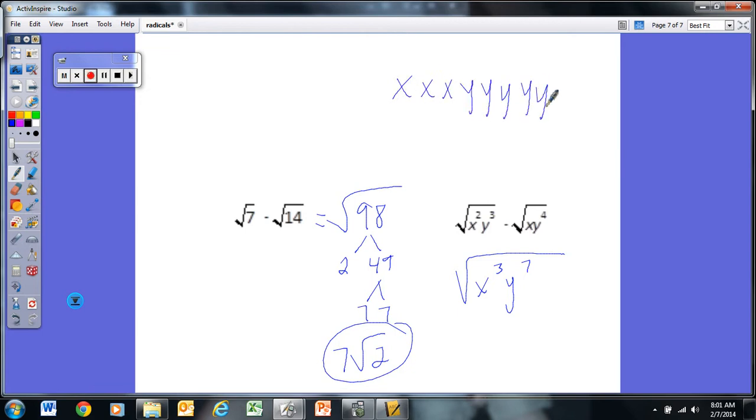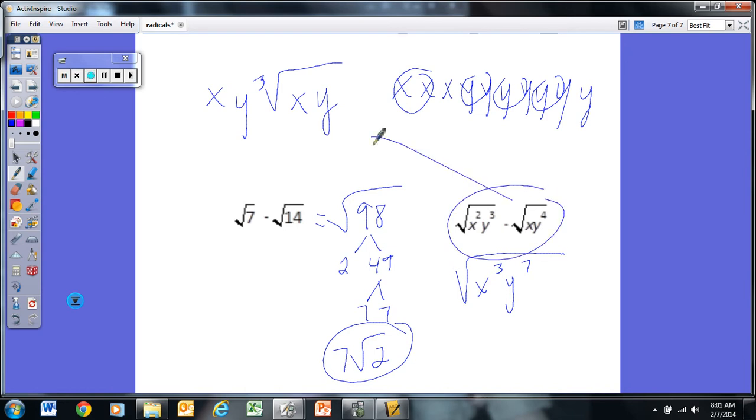And you're going to get good at this, so you don't have to write it out every time. 1, 2, 3, 4, 5, 6, 7. I'll take out a double x, so there's one x on the outside, and then 1, 2, 3 y's. And what's left over is xy. So this breaks down into that.